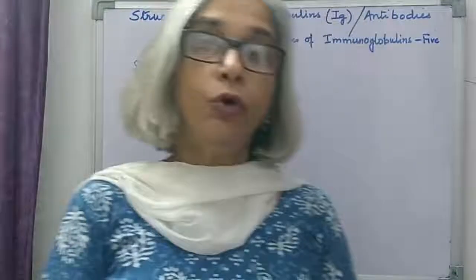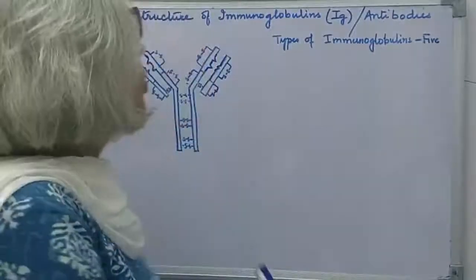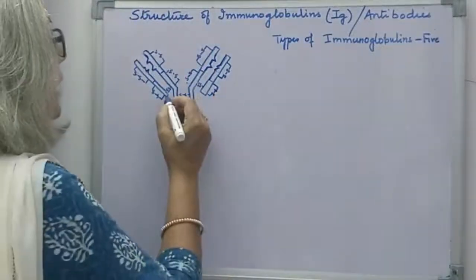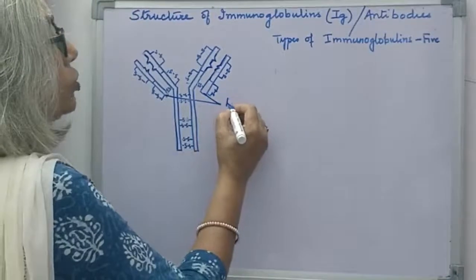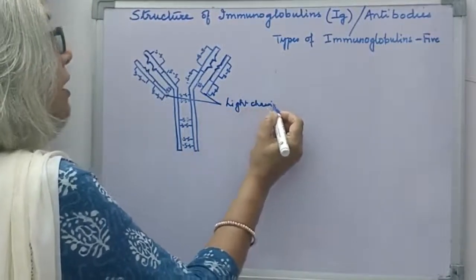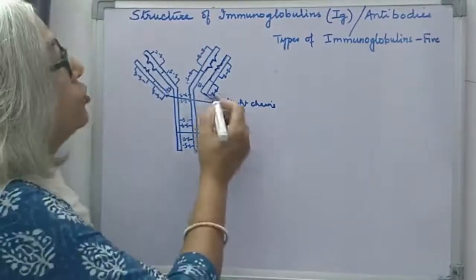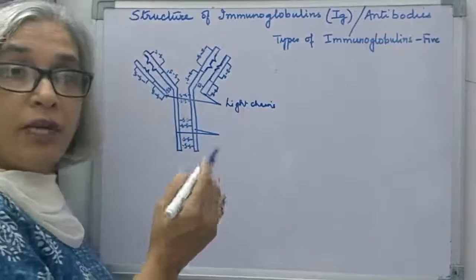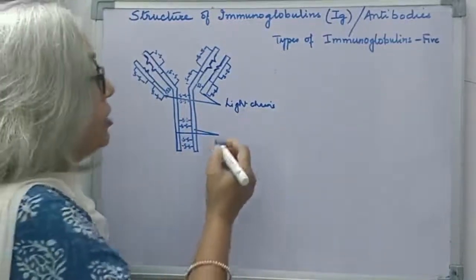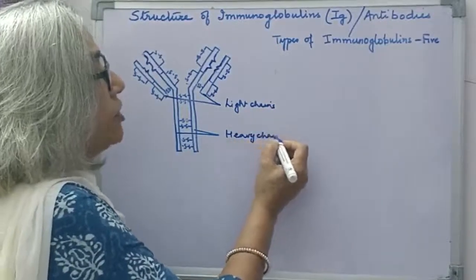Out of these 4, 2 are short polypeptides, which are called the light chains, or also the L chains. And 2 are made up of long polypeptides. The 2 short polypeptide chains are identical. Same way the 2 long polypeptide chains are also identical and they are called the heavy chains.